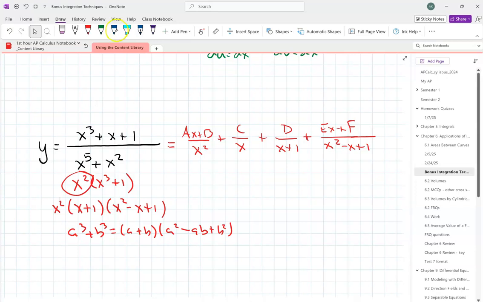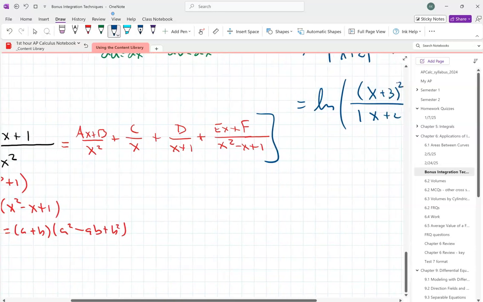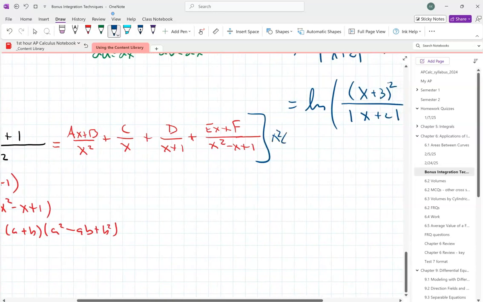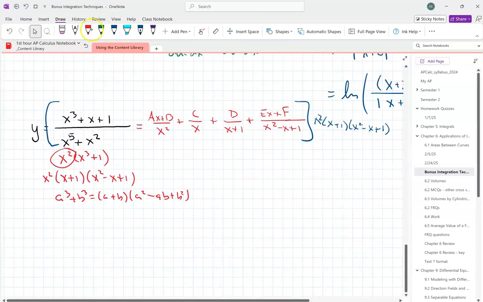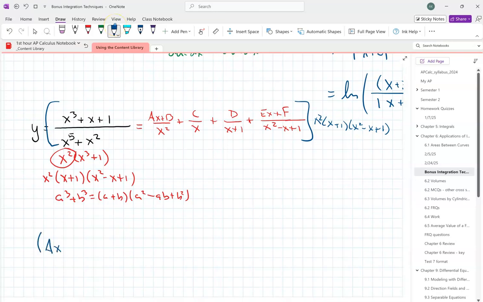All right. So we'll take this and then we'll multiply both sides by x times x plus 1 times x squared minus x plus 1. And we're just going to get a colossal mess now out of this, aren't we? I picked a problem way too complicated.